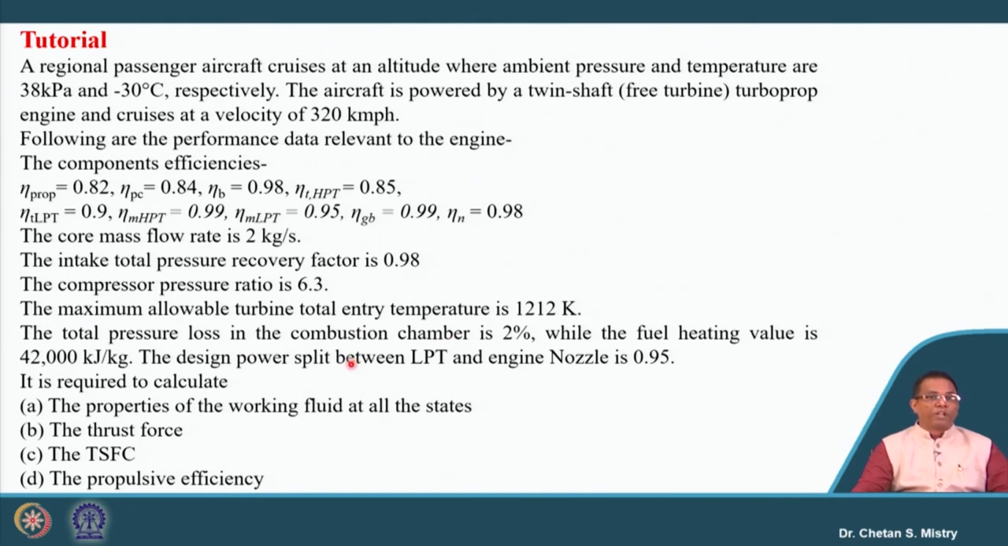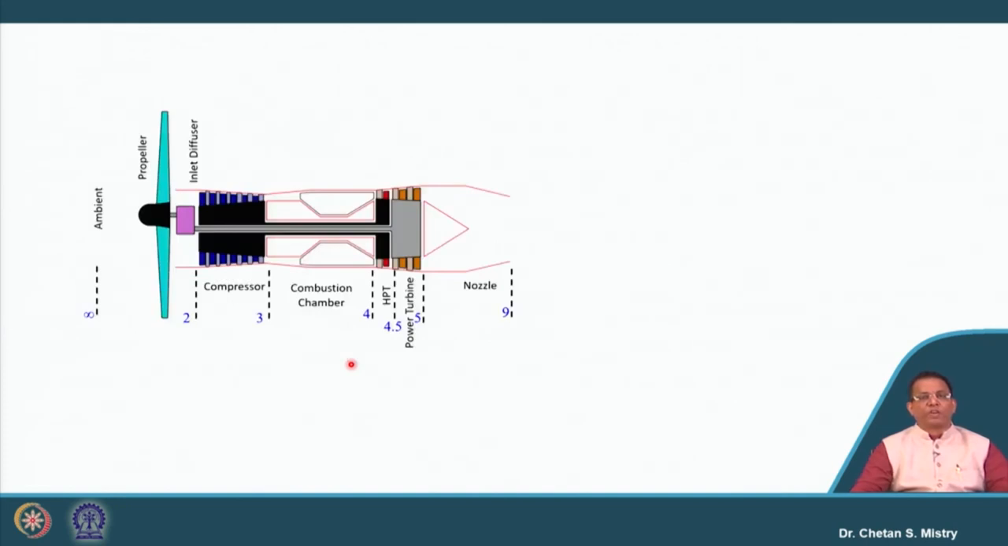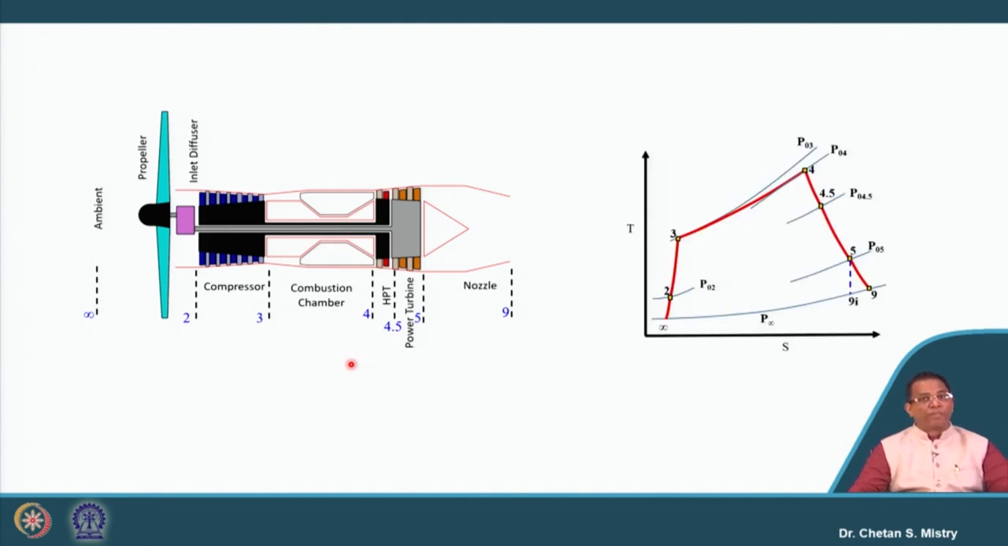You need to calculate the properties of the working fluid at all stations, thrust force, thrust specific fuel consumption, and propulsive efficiency. So, let's look at this information. This is our configuration. You can quickly plot your TS diagram for this configuration. Here in this case, some fraction is given. That means we need to take care of our delta H. But be careful, this delta H is at a different location. My HP turbine is used to rotate my compressor, and my LP turbine is used to rotate only the propeller. So, you need to be careful about this configuration.